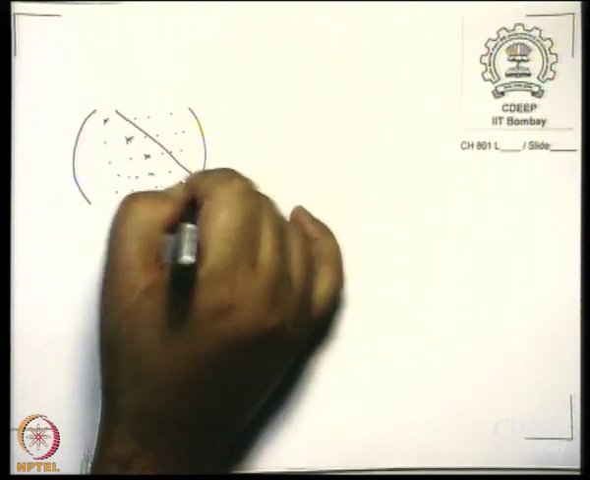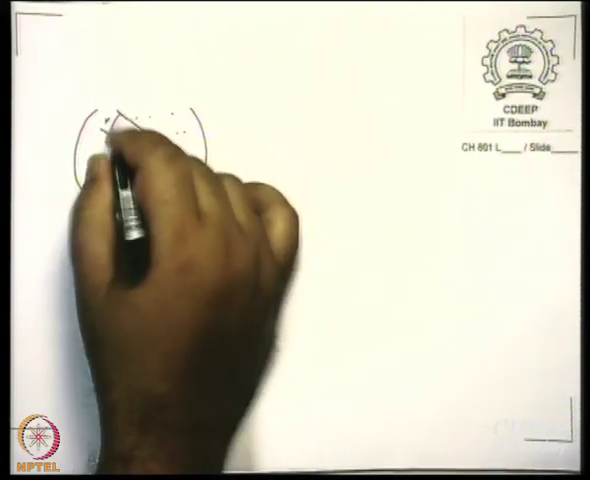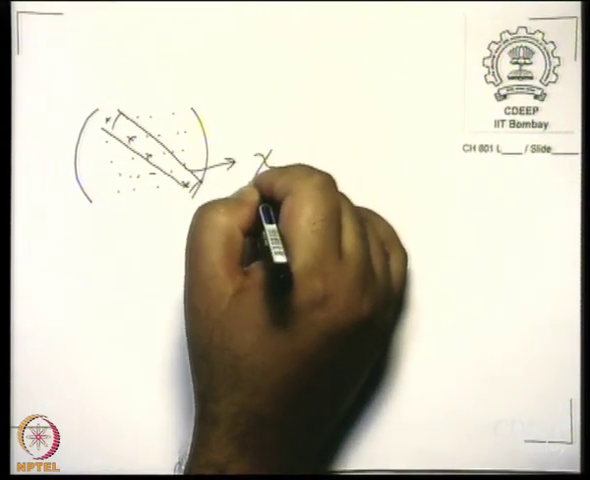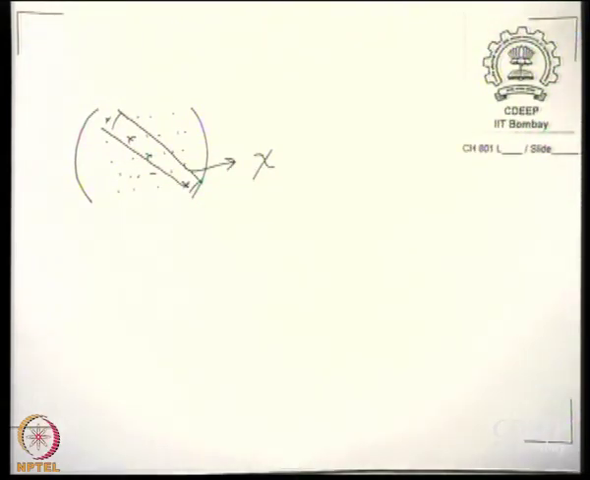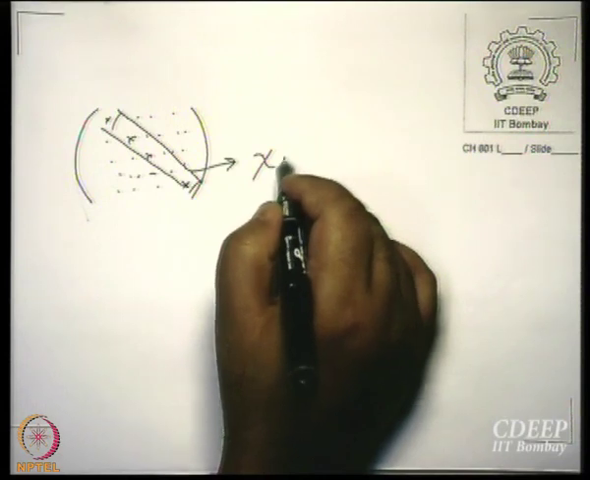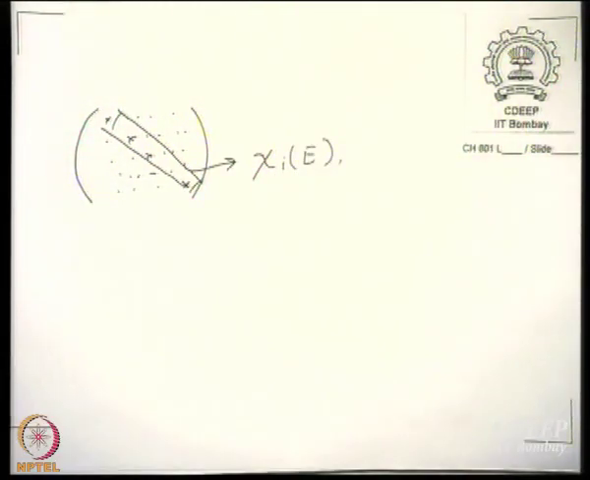If I add up all this, then the quantity that I get is chi. Right, there is a character or trace, whatever you want to call it. Now, what is chi I E?